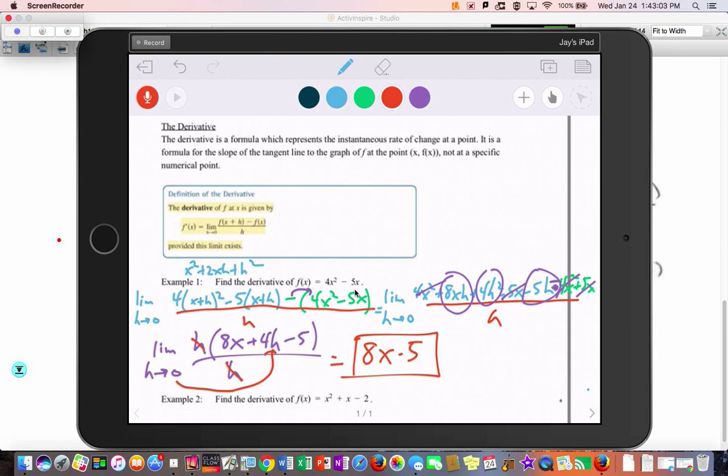Now I can find the slope of that, or the instantaneous rate of change, the slope at a particular point. So, all right, do number 2 as a DIY and see what you get.